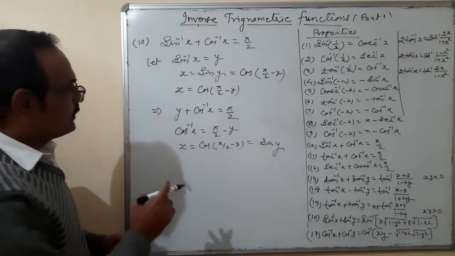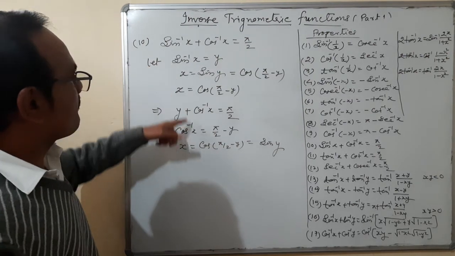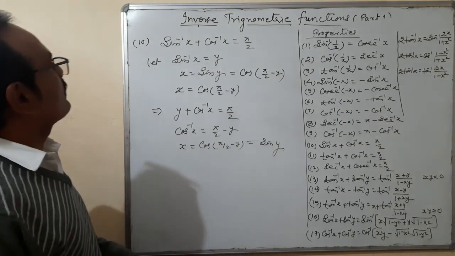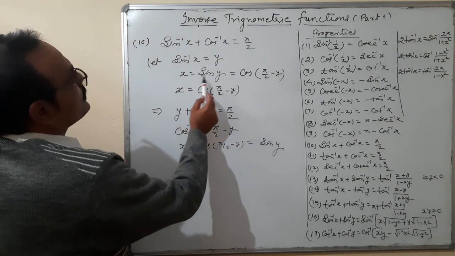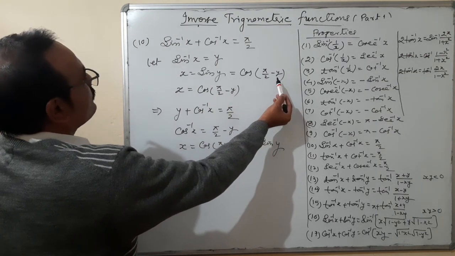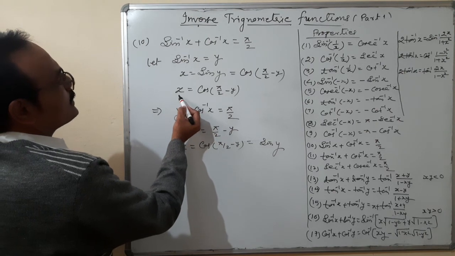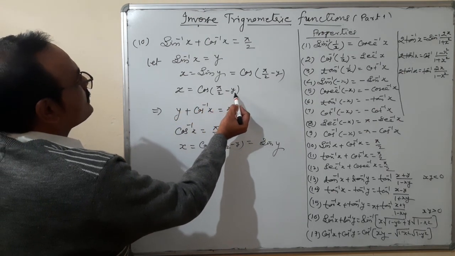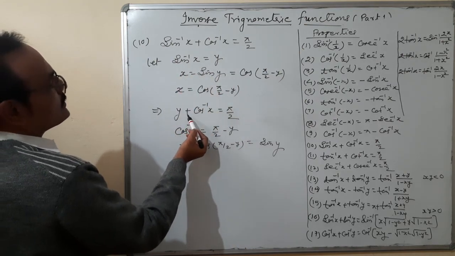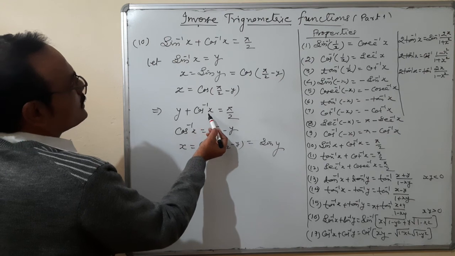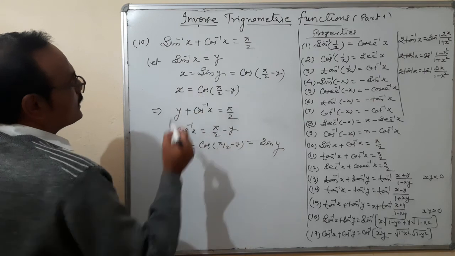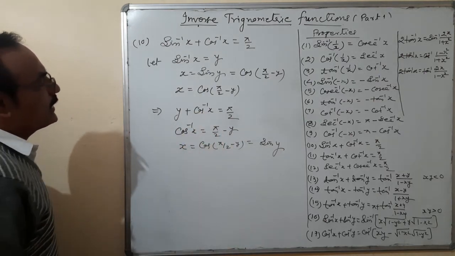Take it in a different way. Sine inverse x is equal to y, x is equal to sine y, and this x is equal to cos of pi by 2 minus y. I have put here the value of sine inverse x as y plus cos inverse x. What is coming here? Cos inverse x is equal to pi by 2 minus y. If I put the value here, then directly you get the answer.